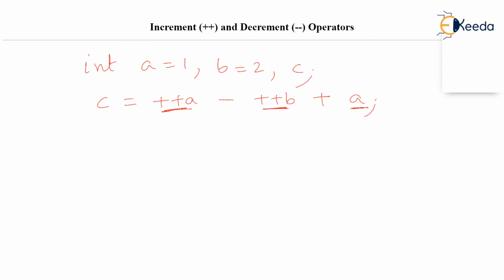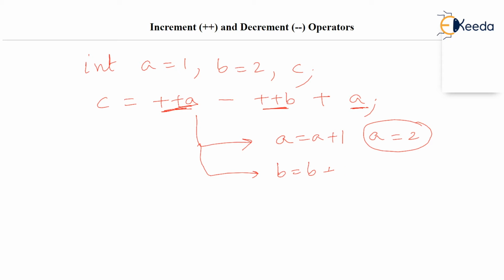So how is this solved? First thing is a will increase by 1 because you have written plus plus a and it is prefix. That means a will become 2. A was 1. What next? B should become b plus 1 because you have written plus plus b. It is prefix. So b will become 3 because b was earlier 2. Now the expression will get solved, isn't it? Because we have done enough with these prefix operators.